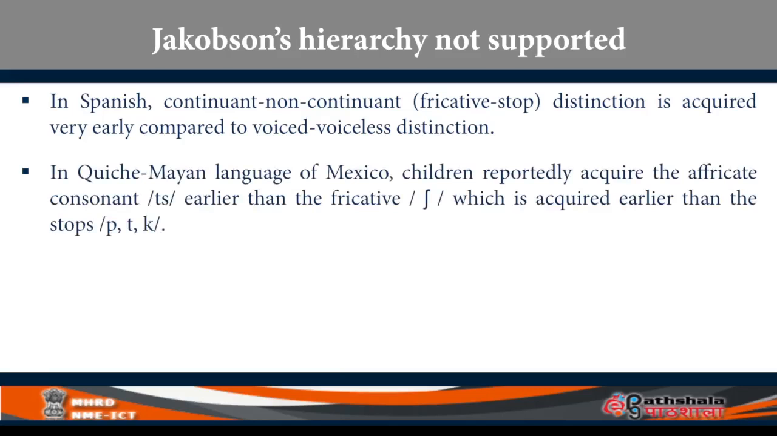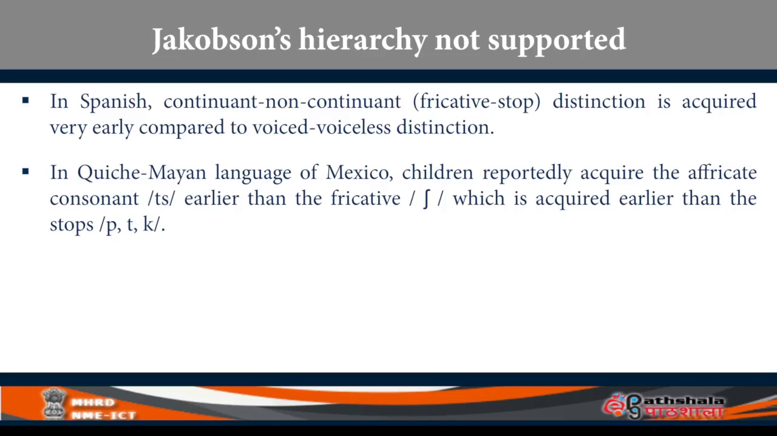In the Quiche Mayan language of Mexico, children, I believe, acquire the affricate consonant ch much earlier than sh, which is acquired earlier than pa, ta and ka. That sounds a little odd, because even in our languages, pa and ta are acquired earlier. So cross-linguistic research is going against Jakobson's universal hierarchy.